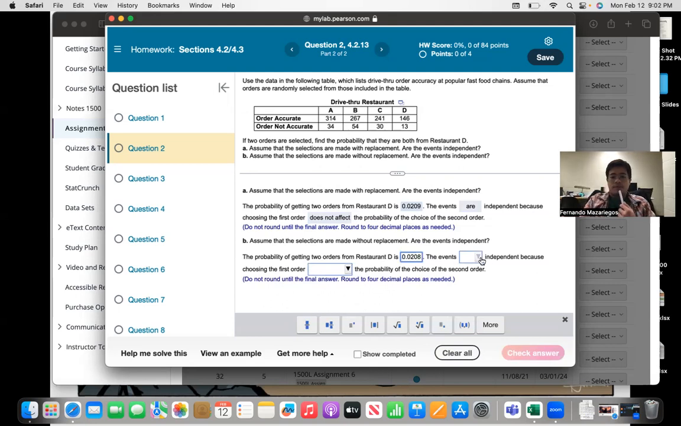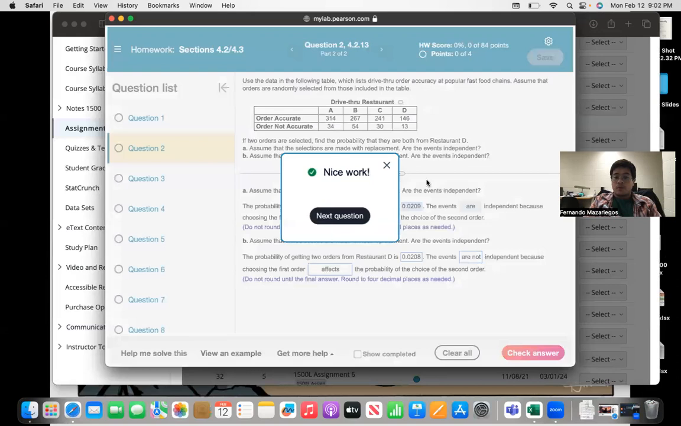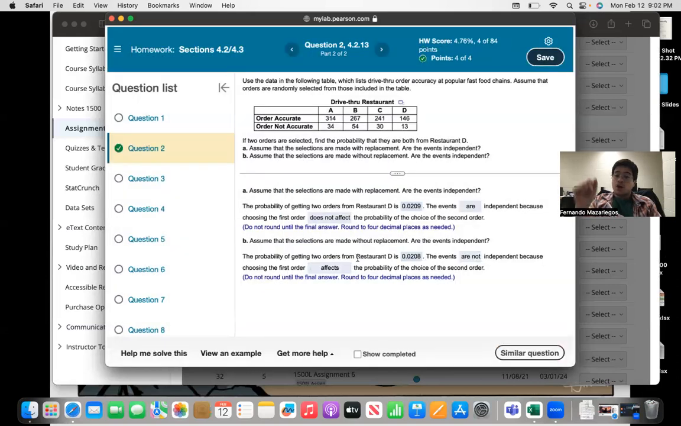And now these events are not independent because choosing the first order affects the probability of the choice of the second order. By not replacing the first order I took, the probability for the second order changed. So that's why these are not independent. Okay, let's move on to question 8.